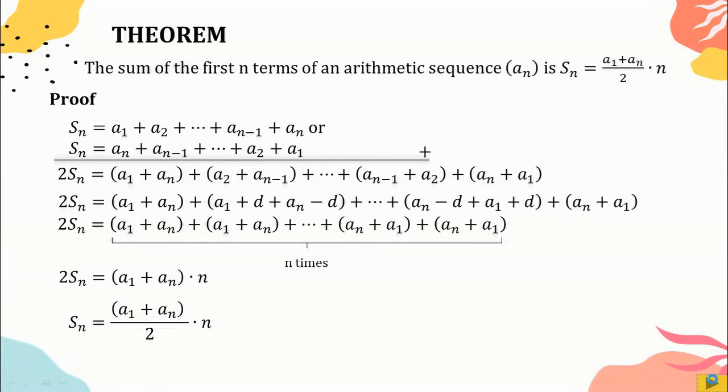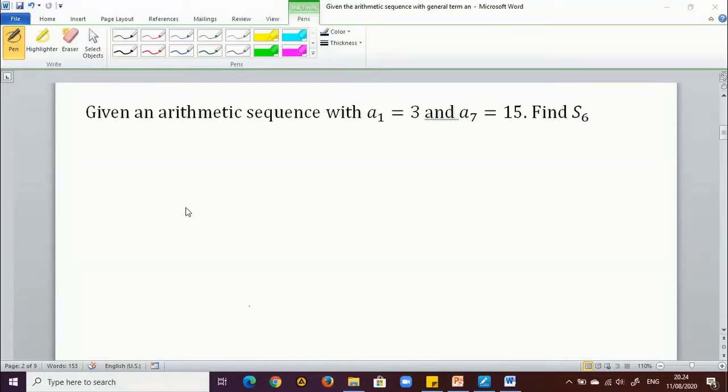So now we will continue to the example. Given an arithmetic sequence with the first term 3 and the seventh term 15, you need to find S6.